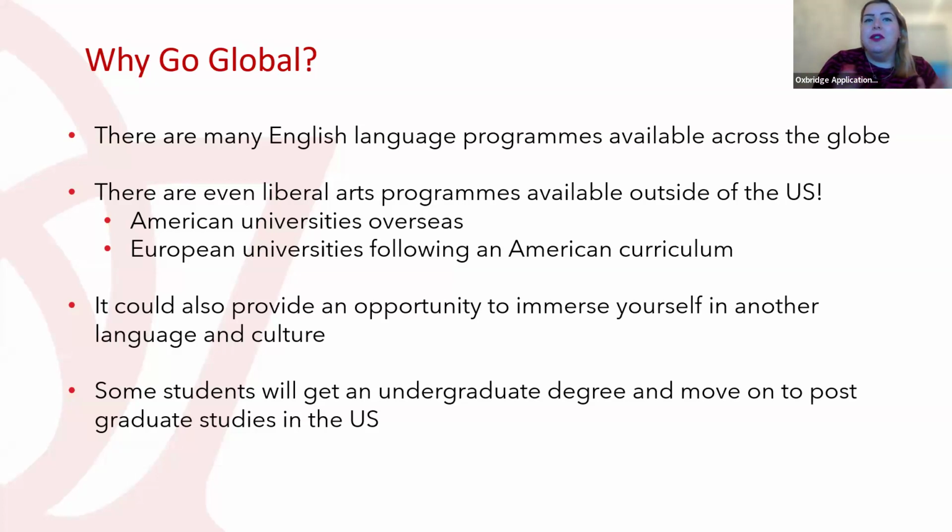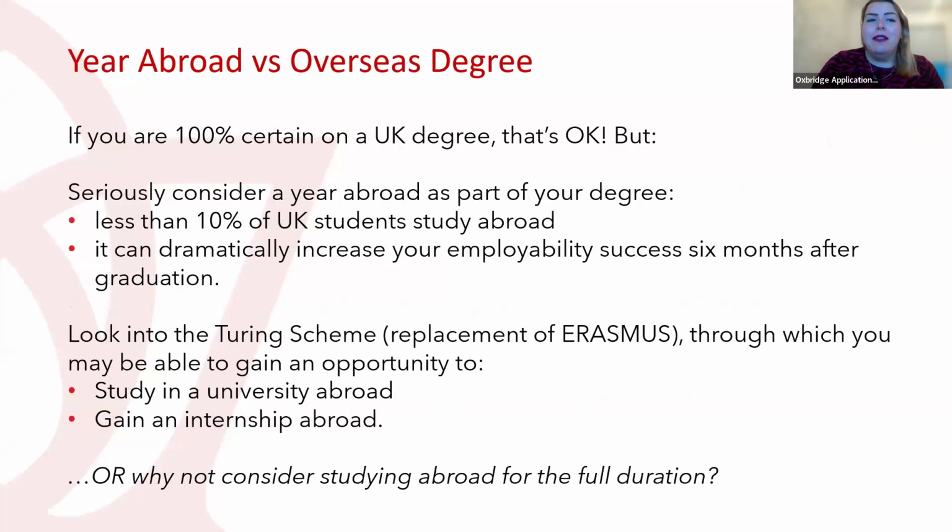Some students, of course, can get an undergraduate degree here in Oxbridge if you are successful, and fingers crossed you all are, and then move on to postgraduate studies in the US, for example, or in France, in Japan. You know, the world really is your oyster. So let's move on and think about when, rather than if, when could we and should we consider studying abroad?